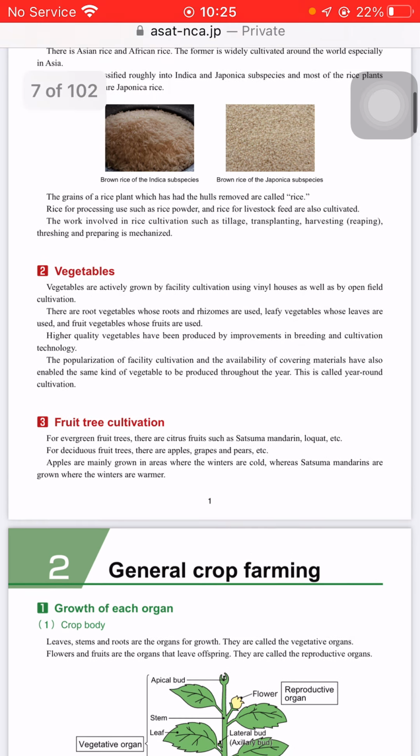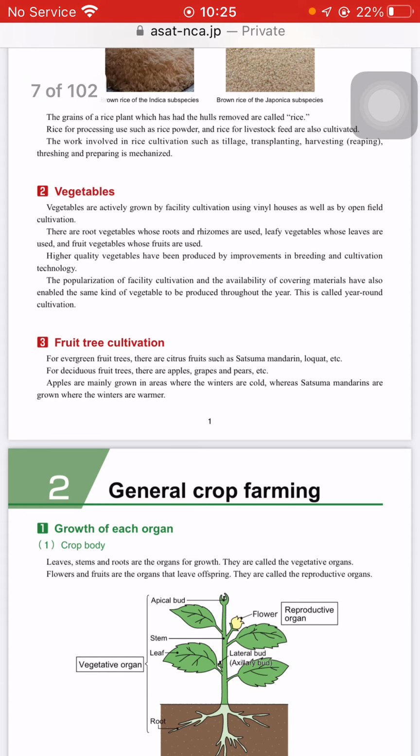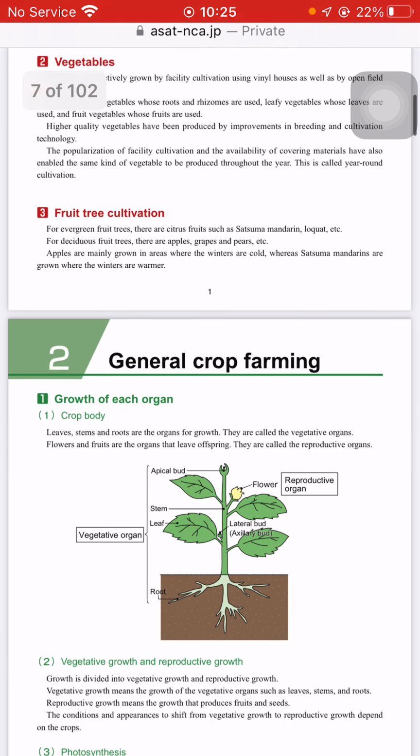Fruit tree cultivation. Fruit is found on trees. For evergreen fruit trees, there are citrus fruit, Satsuma mandarin, loquat, etc. For deciduous fruit trees, apple, grape, pear. Apples are mainly grown in areas where the winters are cold, whereas Satsuma mandarins are grown where the winters are warmer.